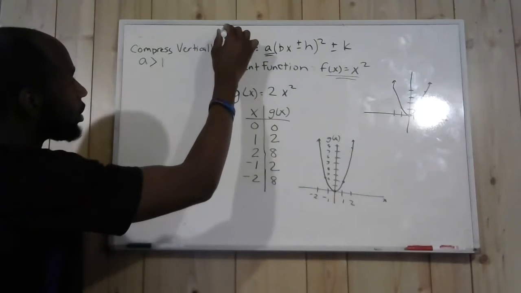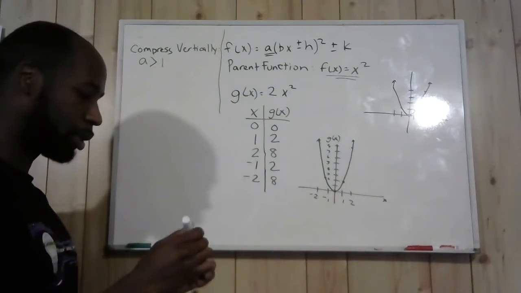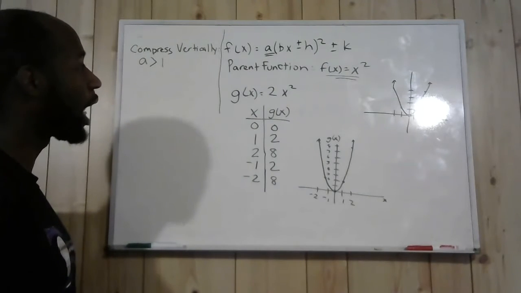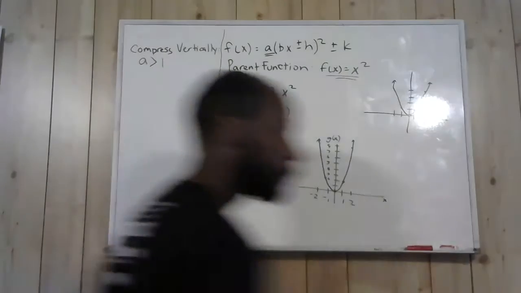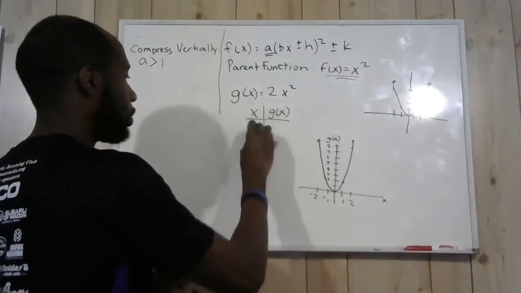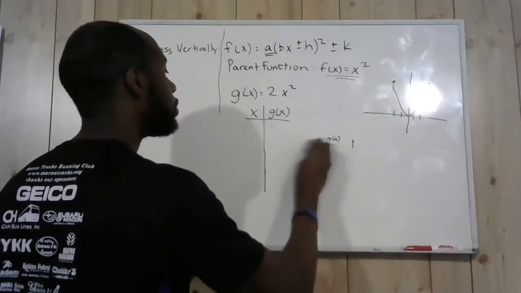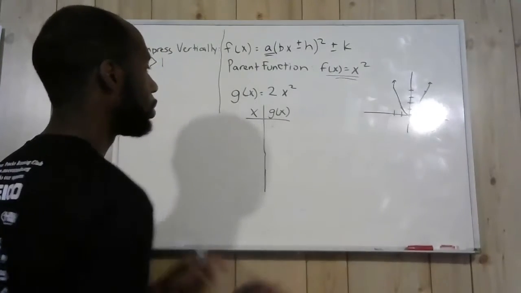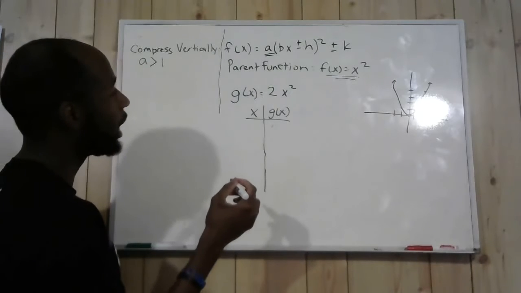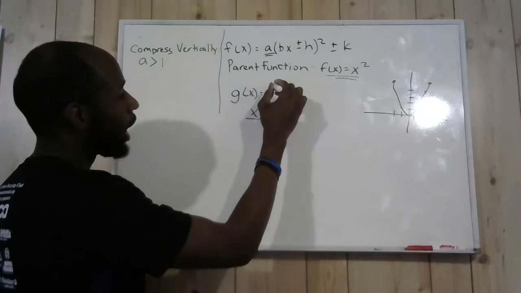And let me put a line here so we can see these notes better. So now let's see what happens when a is less than 1. Specifically, let's try a equals 1/2.